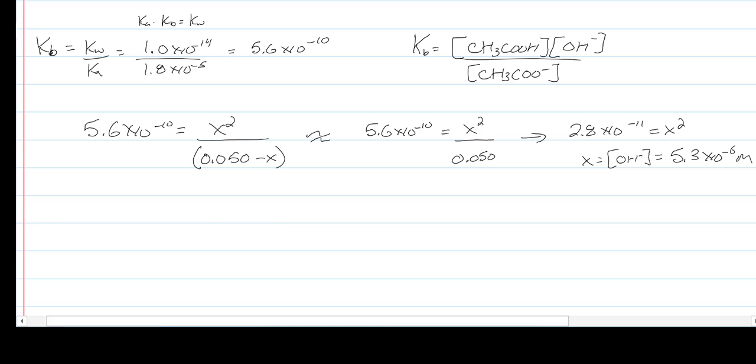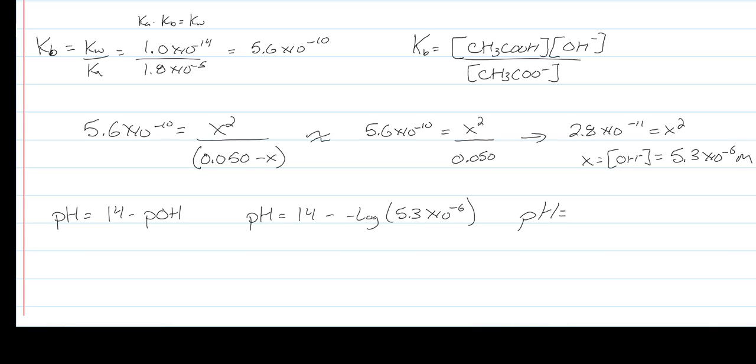That's square root of both sides. So the pH is equal to 14 minus the pOH, just like last time. pH is 14 minus the negative log of 5.3 times 10 to the negative 6. So the pH happens to be 8.72. And so it's almost 2 orders of magnitude higher sodium hydroxide concentration than neutral. So that's the equivalence point.